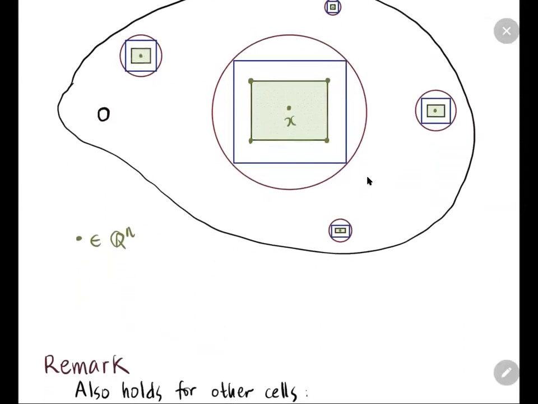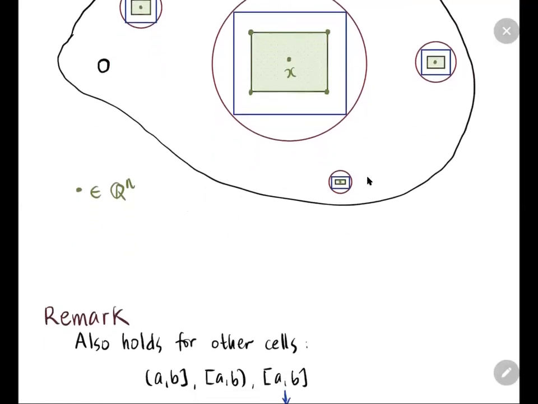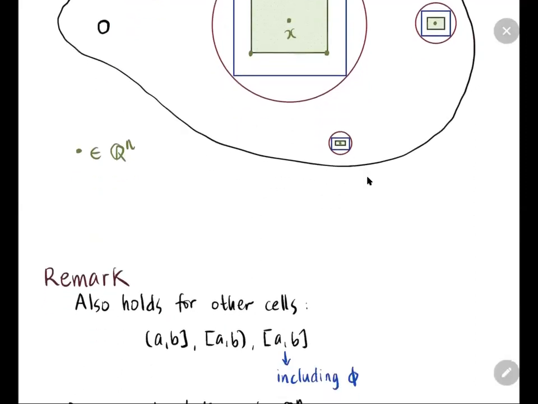Remark. In fact, the previous theorem also holds for other cells, not only for open cells. So it holds for half open, half closed cells. Okay, and it's also valid for the closed cells. Of course, in the latter case, we need to include in the collection the empty set.